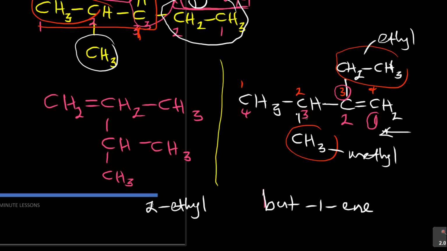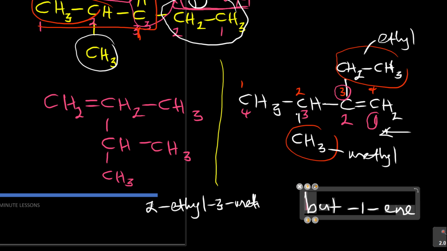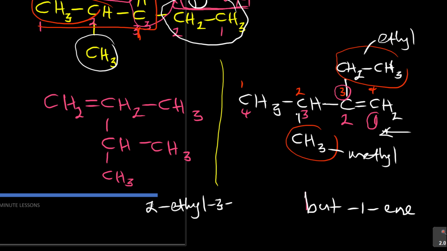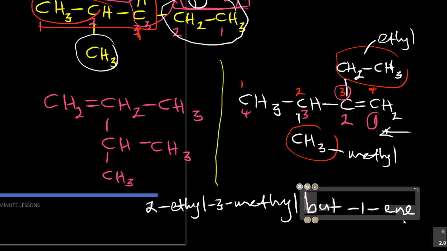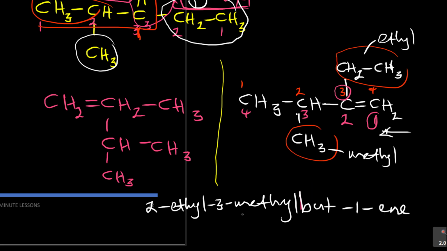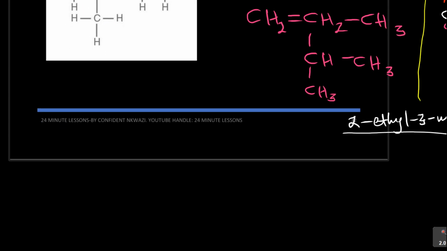And then in carbon number 3, hyphen methyl. Let me write it right. It must be one word, but-1-ene. It mustn't have a space. So it's 2-ethyl-3-methylbut-1-ene. Then it becomes the name of that structure. So guys, I hope this is making sense as we are looking at this IUPAC naming.